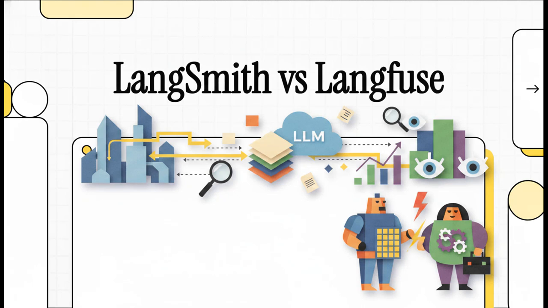I am so thrilled to have you here because we are tackling one of the most critical, yet honestly frequently overlooked hurdles in modern software development. We're looking at the core challenge of observing and evaluating RAG, Retrieval Augmented Generation, and LLM applications at a true enterprise scale. We're putting two heavyweights in the ring today, LangSmith and Langfuse.